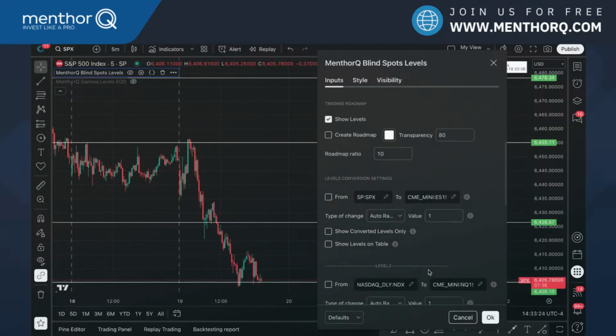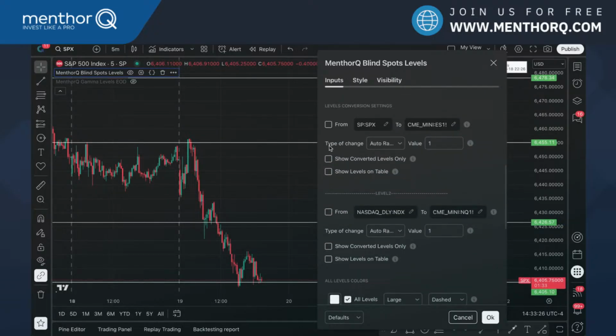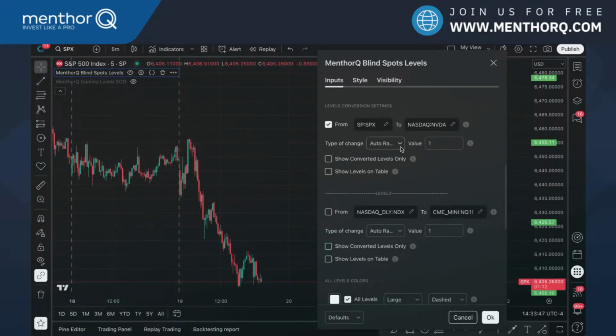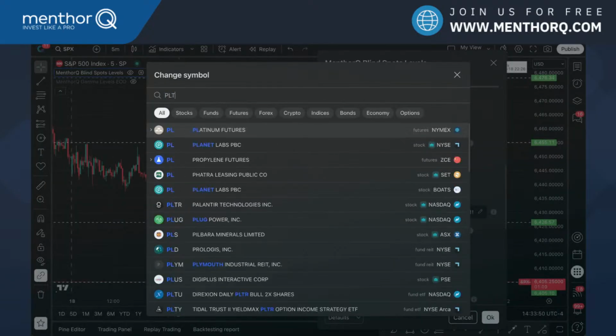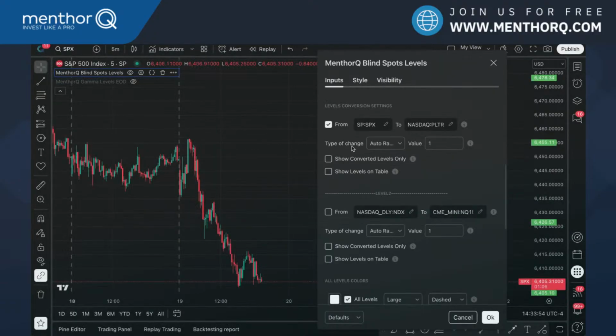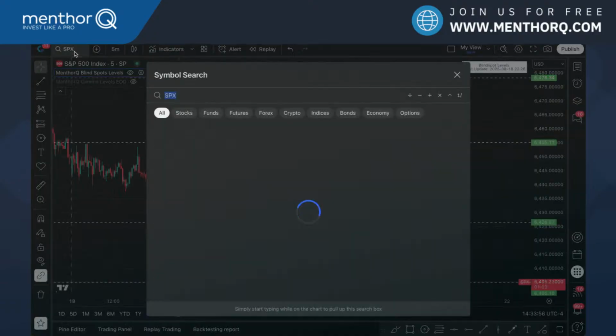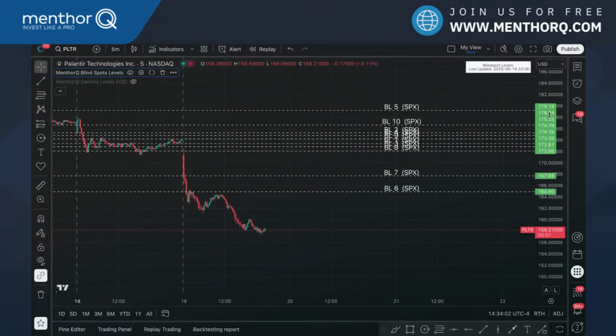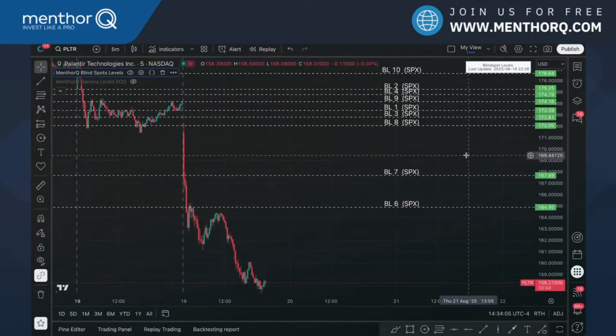Then, a really interesting feature, you also have the conversion on blind spots. There's not really a need to convert because we already account for that. But if you wanted to convert, for example, SPX blind spots to NVIDIA or any other asset, you could do it by simply clicking the box here and changing the ticker. So here, for example, we could have blind spots of SPX. Actually, let's look at Palantir, for example, and then we can simply go to the ticker that we converted from, and here you will have your SPX blind spots converted to that ticker.